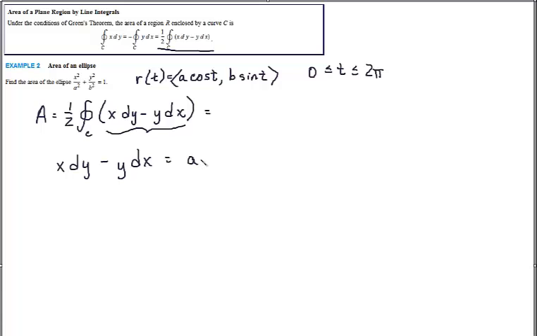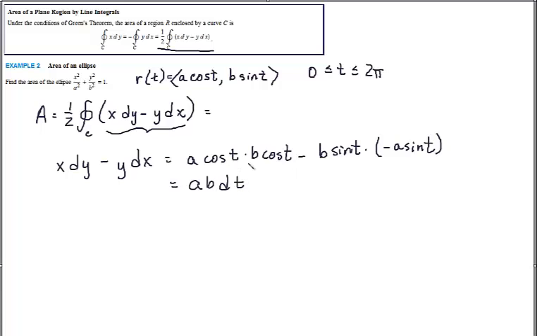So x is a cosine t, dy is going to be b cosine t, minus y, that's b sine t, dx is going to be minus a sine t. And doing a little bit of trig gymnastics, you're going to get a b dt, because you're going to have a cosine squared plus sine squared, which is going to be 1.